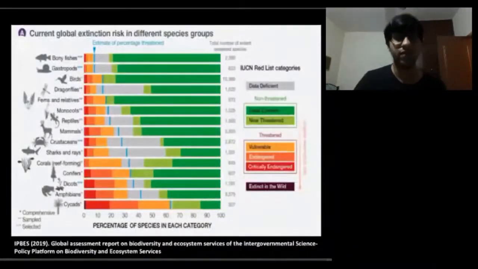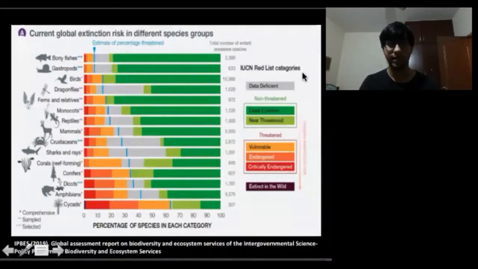And to give you an idea of the threat status for dragonflies, this is a chart from the IPBES report that came out last year. And this gives out the different IUCN red list categories for the proportion of different IUCN status for different groups. And if you see for dragonflies, a very high proportion of species are data deficient. So data deficient essentially means that there is not enough information available to classify it as any of the IUCN categories, and that's why it's data deficient.